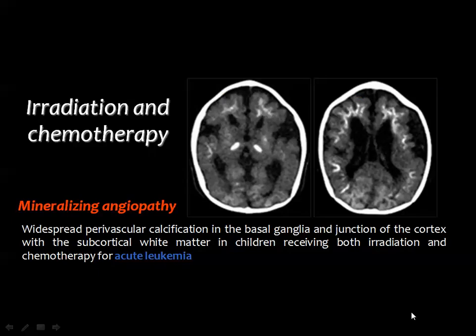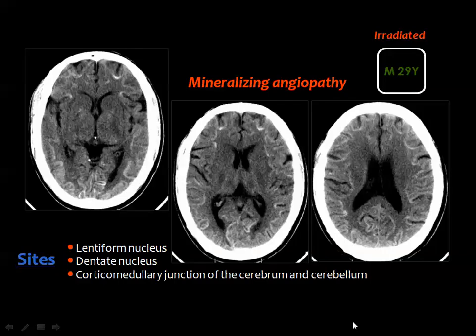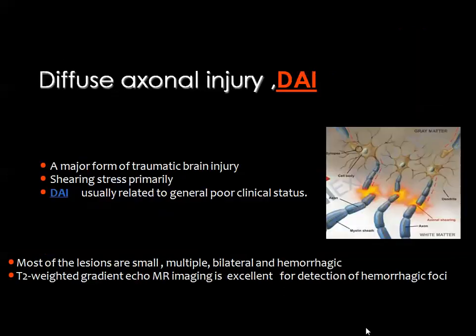And the mineralizing angiopathy is diagnosed in patients receiving radiotherapy and chemotherapy by the presence of white matter and basal ganglia calcification. This patient is receiving both radiation and chemotherapy for acute leukemia and presented with mineralizing angiopathy. The sites of the development of calcium include the lentiform nuclei, the dentate nuclei, and the cerebellum, as well as the corticomedullary junction of the cerebellum and the cerebrum. As you can see here, this is mineralizing angiopathy.